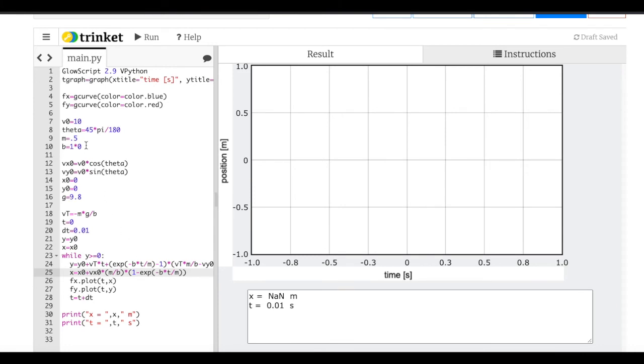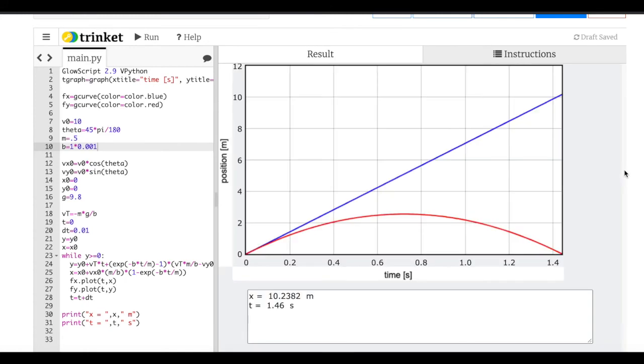Well, let's put this at 0.001. How about that? Ha! Tricked it. So now you see I do get normal projectile motion. That's a parabola and that's a straight line. You could check this with the range equation, but I'm pretty sure it's legit.